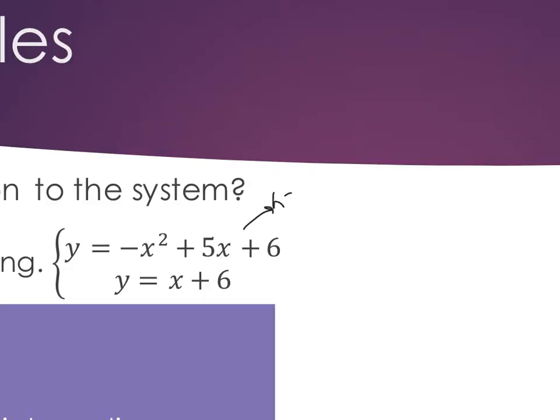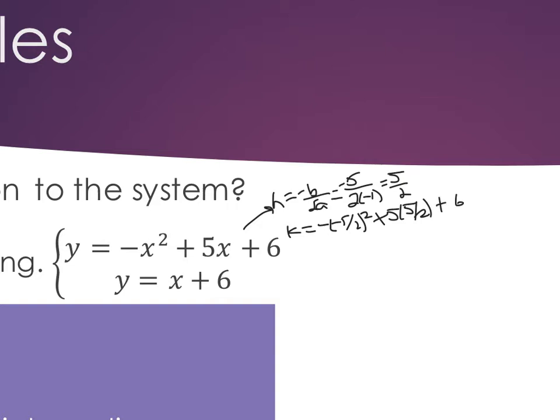So the first thing we'll do is h equals negative b divided by 2 times a. So our negative b, negative 5, divided by 2 times negative 1, which is 5 over 2. Remember, we have to find the k coordinate, and we plug the h coordinate into equation 1. So negative, 5 divided by 2, quantity squared, plus 5 times 5 divided by 2, plus 6, okay? And it does end up giving us 49 over 4.